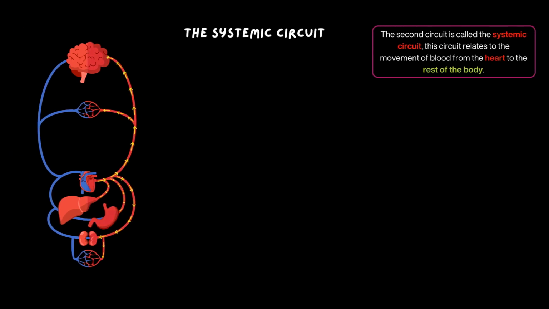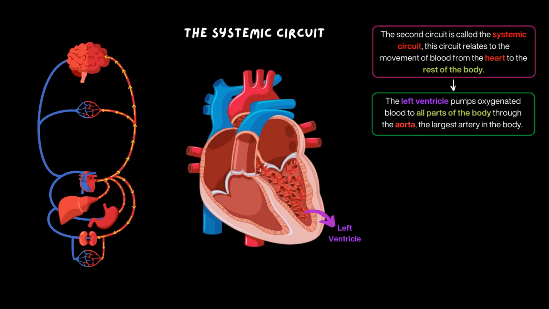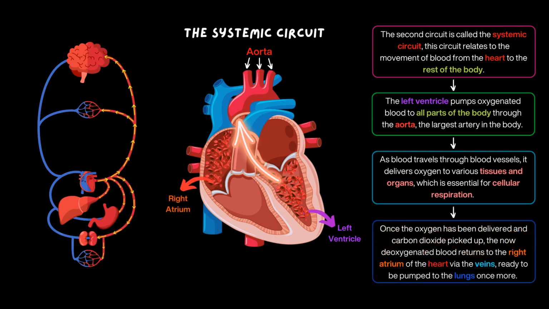The second circuit is called the systemic circuit. This circuit relates to the movement of blood from the heart to the rest of the body. The left ventricle pumps oxygenated blood to all parts of the body through the aorta, the largest artery in the body. As blood travels through blood vessels, it delivers oxygen to various tissues and organs, which is essential for cellular respiration. Once the oxygen has been delivered and carbon dioxide picked up, the now deoxygenated blood returns to the right atrium of the heart via the veins, ready to be pumped to the lungs once more.